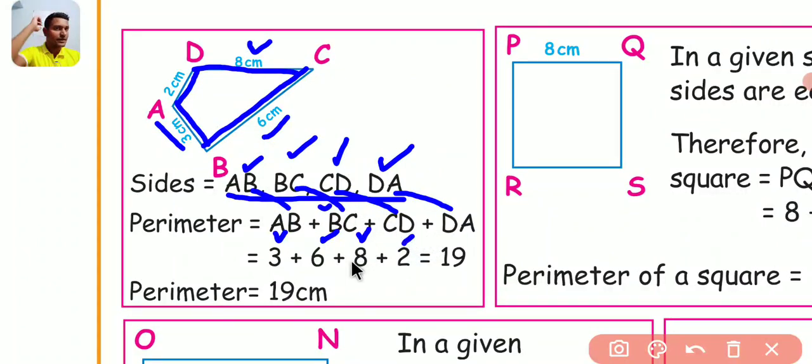So we have to add all these numbers. 3 plus 6. Shall we count? 3 plus 6: 6, 7, 8, 9. If you add 3 plus 6 you will get 9. Then 9 plus 8. What is 9 plus 8? Shall we count 9 plus 8?